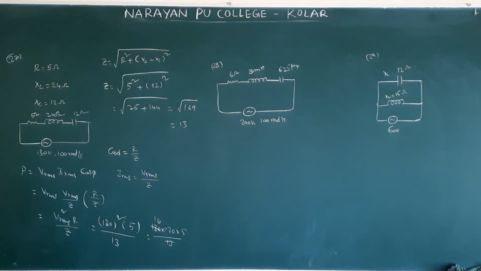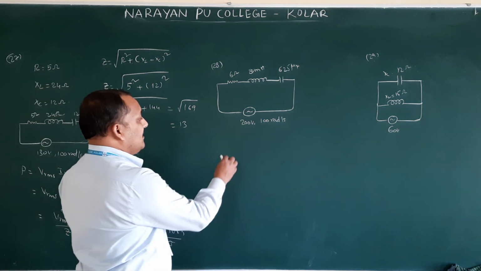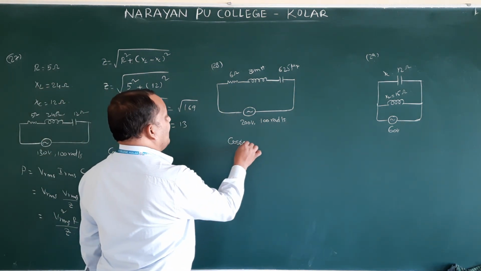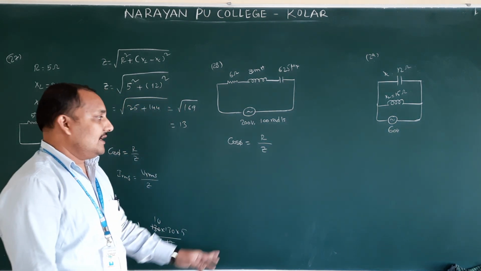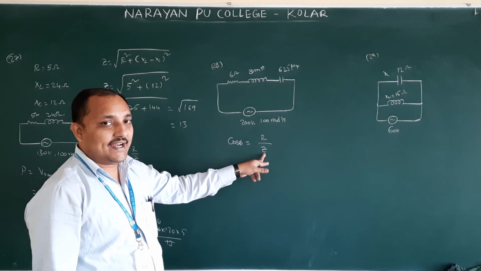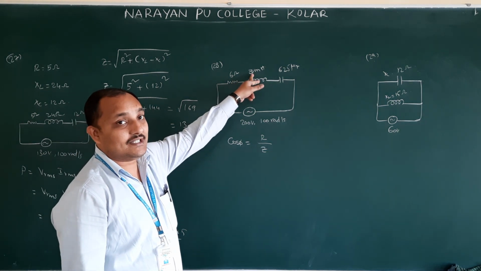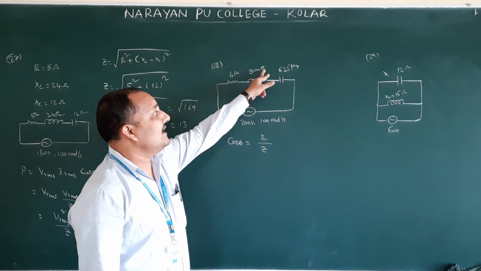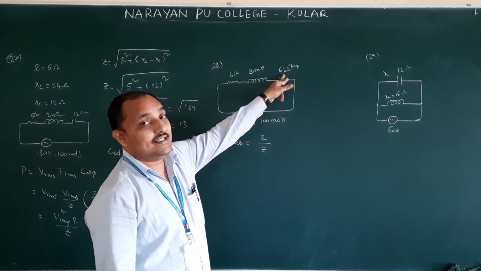Next, question number 28. In the following LCR circuit, the power factor is asked. Power factor means, again what is the formula? Power factor cos phi is equal to R by Z. So in this, you have to find Z again. R value how much? 6 ohm. But here XL they didn't give. They gave 80 millihenry. Millihenry means they gave the L value. Here they gave the C value.